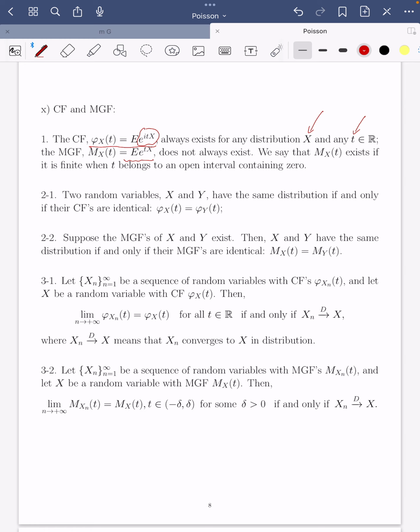The reason the moment generating function may not exist is that e to the t times x may be very large if the x value is large. So we say that the moment generating function exists if it is finite when t belongs to an open interval containing 0. You may notice that the moment generating function at 0 is always equal to 1.